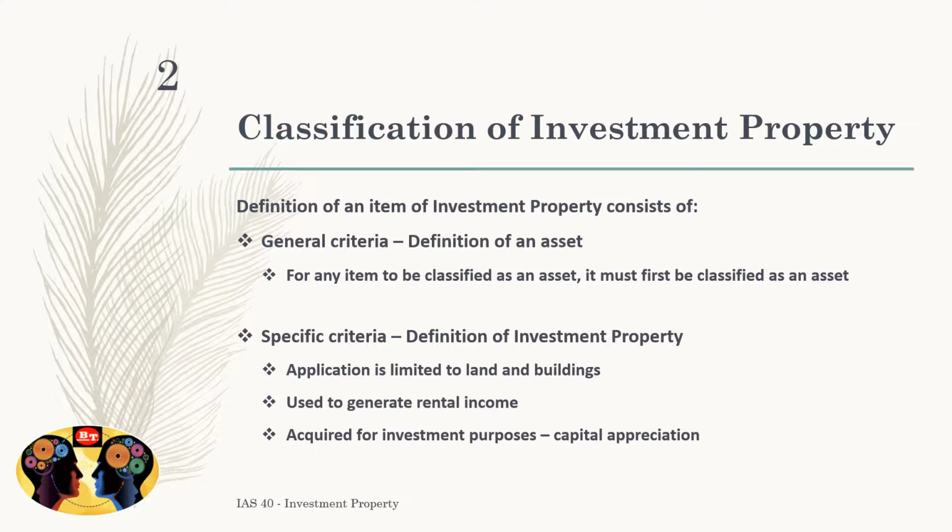Classification of investment property. The definition of an item of investment property consists of general criteria, the definition of an asset. For any item to be classified as an investment property, it must first be classified as an asset. Specific criteria: definition of investment property. Application is limited to land and buildings used to generate rental income, acquired for investment purposes, or capital appreciation.